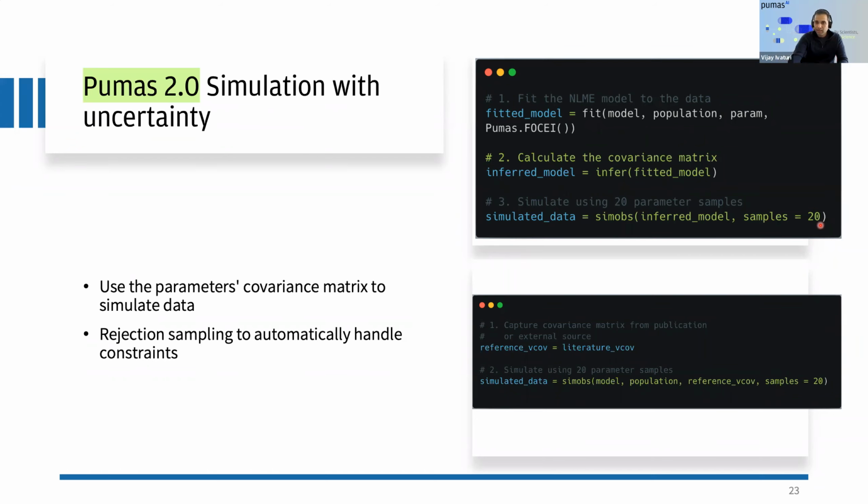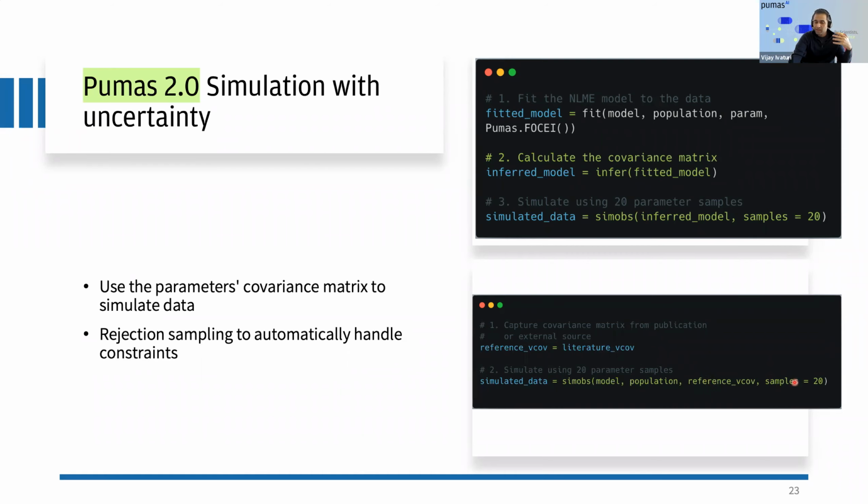Pretty simple. Now, the other use case is, let's say you have literature data, a literature reference or a prior model where you have a variance-covariance matrix. You can write up your own model, design a population of your choice and say, I want to simulate with uncertainty using the variance-covariance matrix. And you can simulate many. So this really makes it simple for you to take it to the next level of simulation with uncertainty.